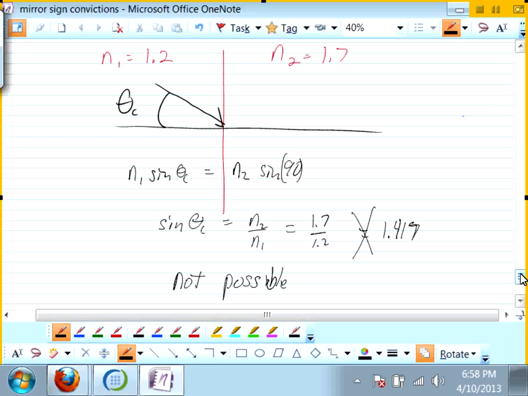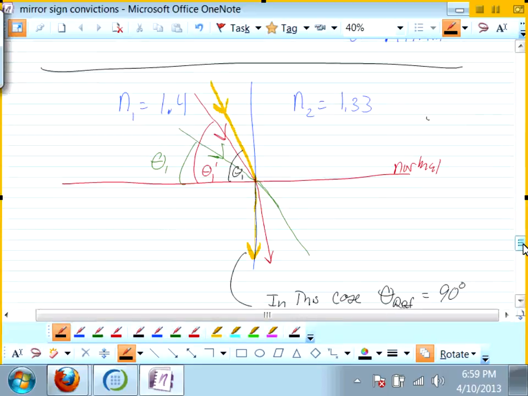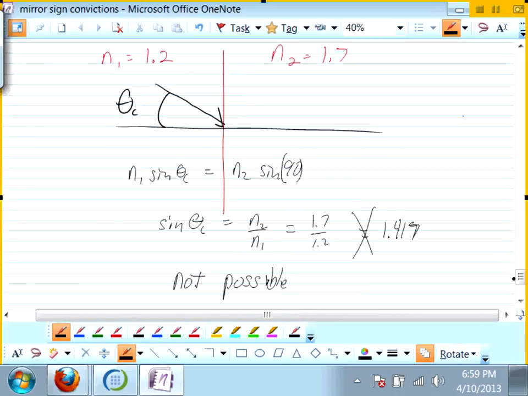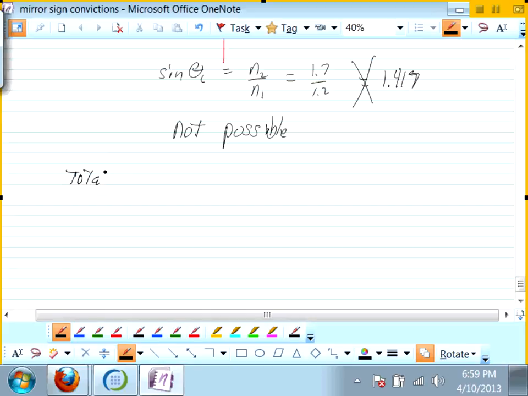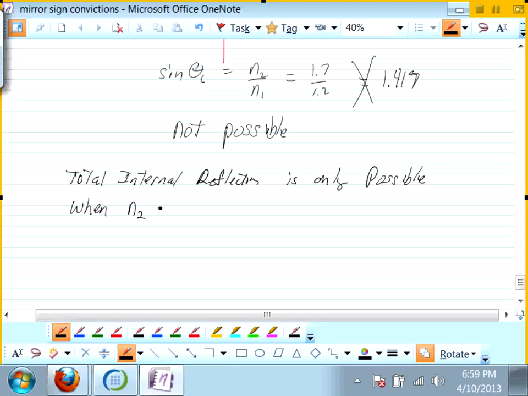So what's the difference between these two cases? There was this case where it was possible, and the second case where it was not possible. Is there something that we can learn from that to figure out what the procedure is? Andrew? n2 has to be less than n1. Okay, when n2 is less than n1.